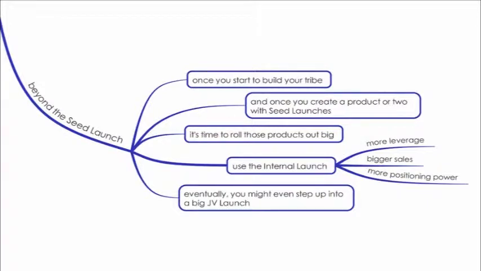Now, if you are in this category, once you go beyond that seed launch, once you start to build your tribe and you build a product or two with your seed launches, it's time to roll out those products in a big way. And that's when you use the internal launch. And eventually you might even go to that joint venture launch, because the internal launch and the joint venture launch is where you really start to create leverage and bigger sales. And that's where you get the real positioning within your market, where you're really seen as the go-to expert, as the go-to leader, as the guru.